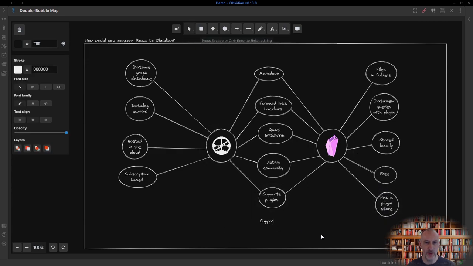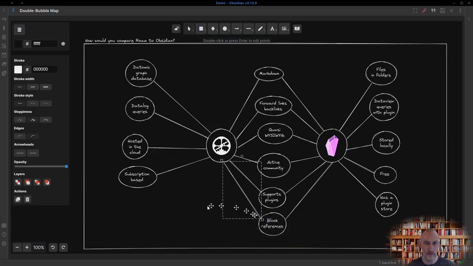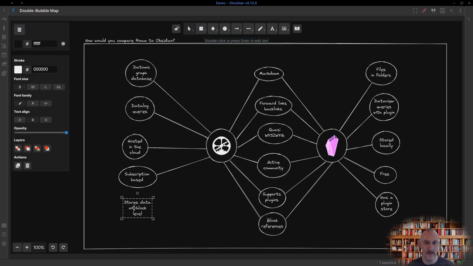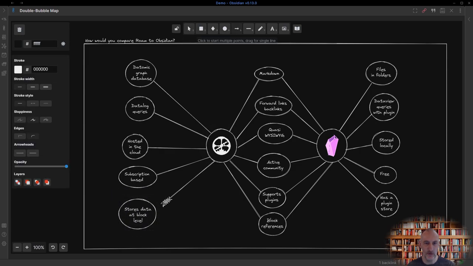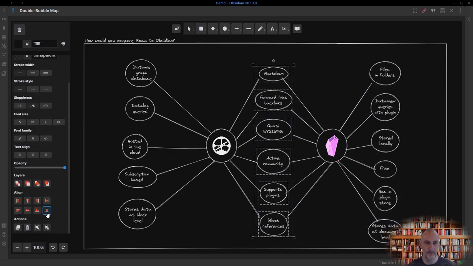You can create block-level references in both. However, in Roam, block reference comes more natural because your data is physically stored in the database at the block level, while Obsidian stores your data at the document level.